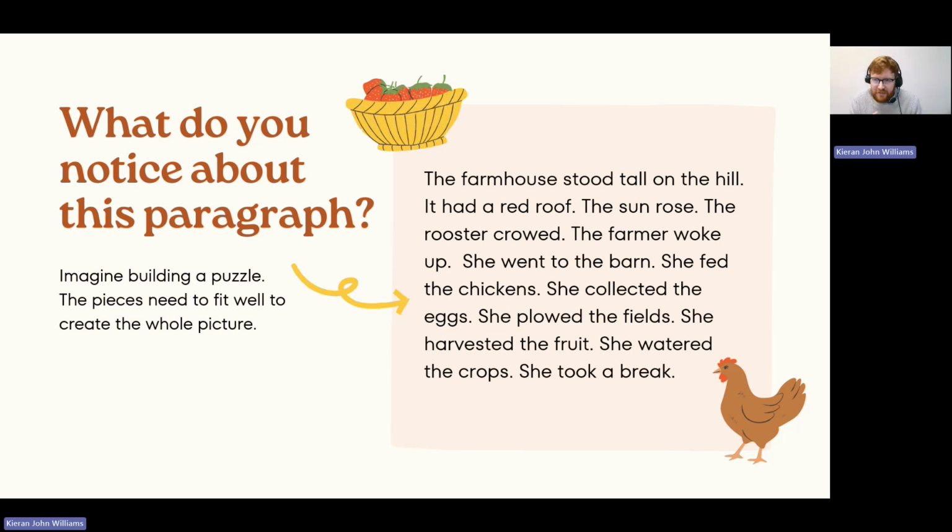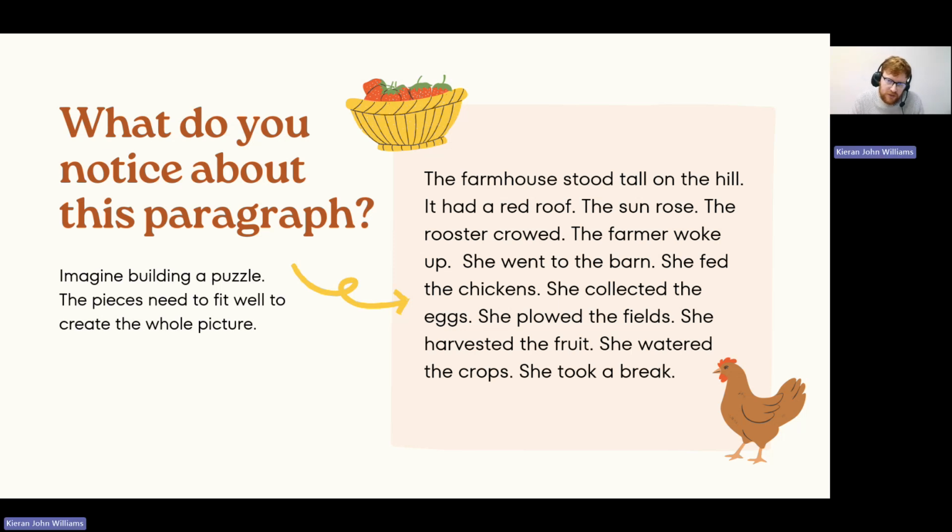So, before we dive into any kind of definitions or things like that, let's look at a piece of writing together. I want you to consider what you notice about this paragraph here. Right? So we got the farmhouse stood tall on the hill, it had a red roof, the sun rose, the rooster crowed, the farmer woke up, she went to the barn, she fed the chickens, she collected the eggs, she ploughed the fields, she harvested the fruit, she watered the crops, she took a break.